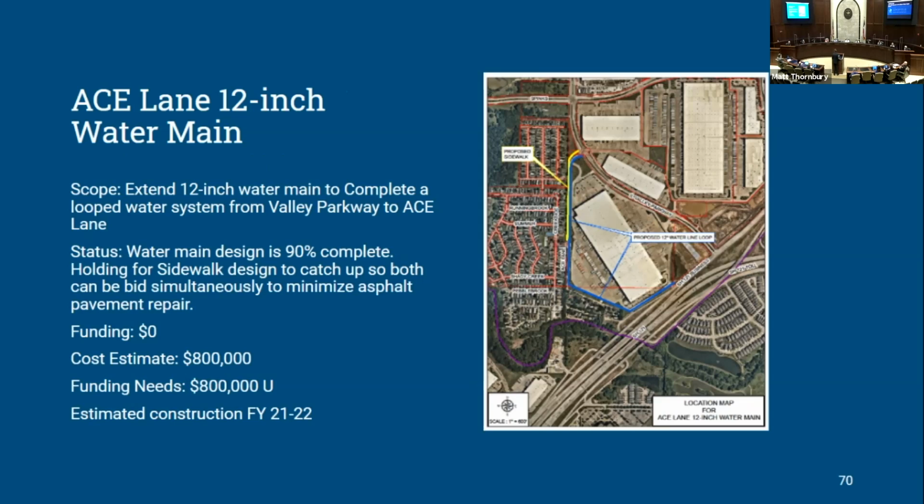I mentioned the Ace Lane sidewalk earlier. This is the Ace Lane 12-inch water main. And this project, again, is relatively small, but it's an important project because it does complete a water line loop, which is important for fire protection. This particular project, we have the design funding, but the construction funding is not in place yet.